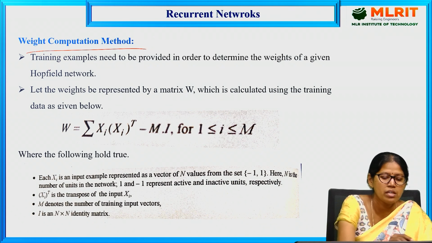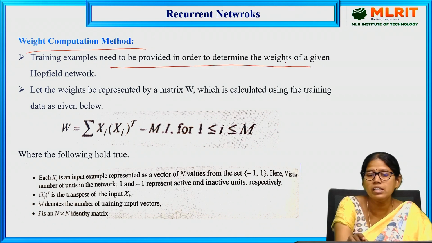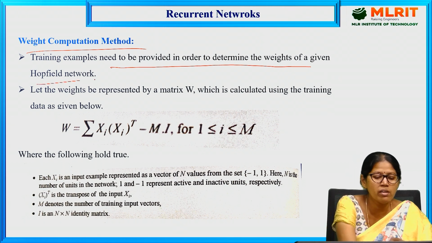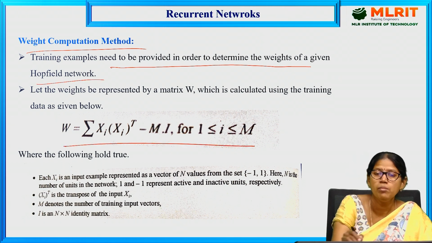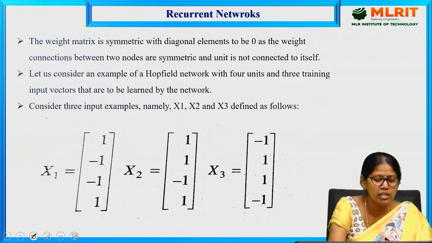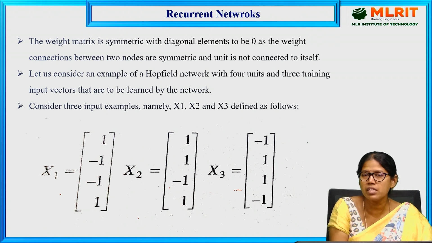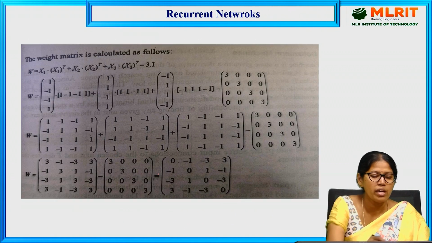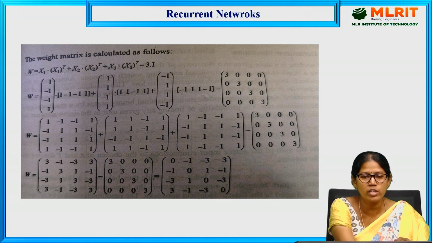Let's see the method. Training examples need to be provided in order to determine the weights of a given half-wheel network. This is the formula: sigma xi into xi transpose. Let's see here: x1, x2, x3, the 3 vectors. The formula is x1 into x1 transpose plus x2 into x2 transpose plus x3 into x3 transpose, and an identity matrix of size 3. Why 3? Because we have 3 units.